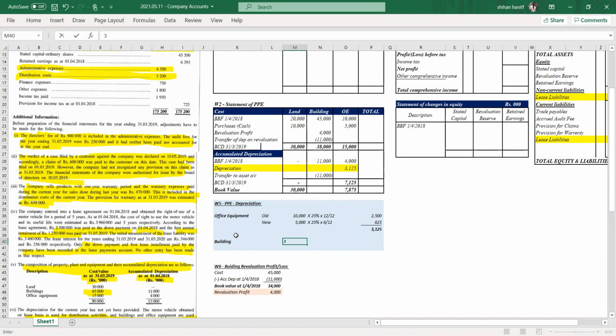Current cost is 38,000. Divide by 4,000.